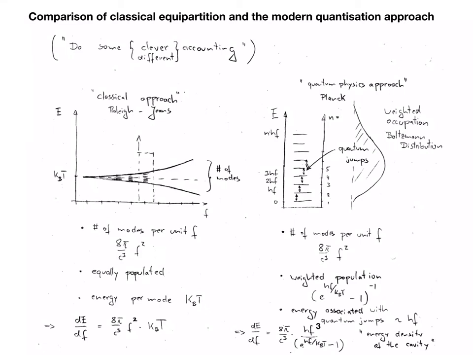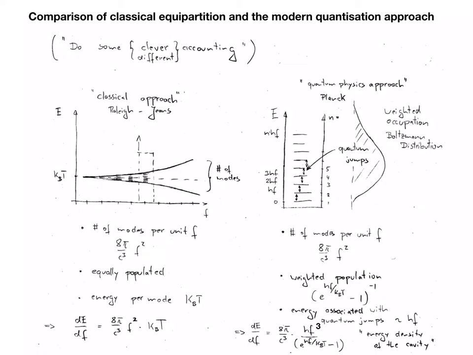The second difference is that classically each mode has the same energy kBT. In Planck's approach, the energy associated with each mode increases with n, the label of the mode. The energy associated with the radiation is then due to quantum jumps between those modes, and is given by Planck's constant h times frequency. At the bottom, the two equations for the energy density are given.